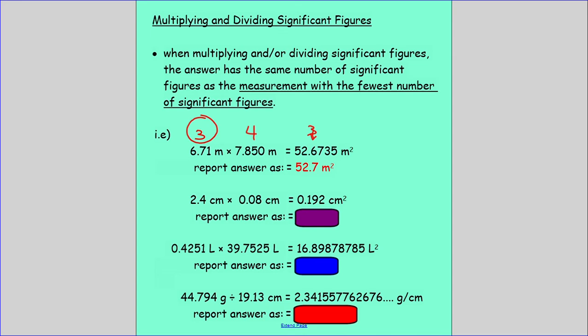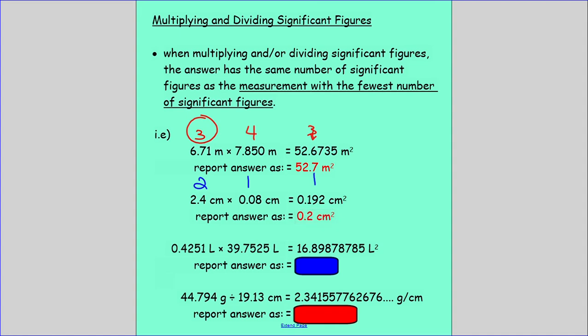Similar with the next couple of them. The next one would go through 2.4. It would have 2. 0.08 only has 1, and so I have to round it to 1 significant digit because that's my fewest significant digits in my question. So I'd actually have to report that answer as 0.2.